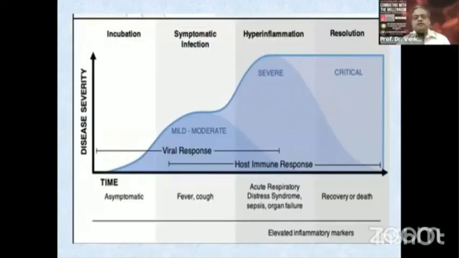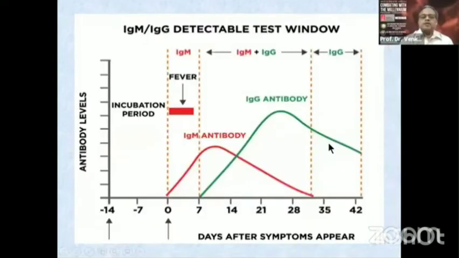So if you have an asymptomatic period, which is an incubation period, most people have a viral response which lasts a few days and then it subsides and goes away. But some people have more hyperinflammation. There, more severe symptoms are produced, and then it again comes down. But in some patients, there is no resolution and they turn critical. This is largely related to the antibody production. Initially, you have the IgG and then the IgM.